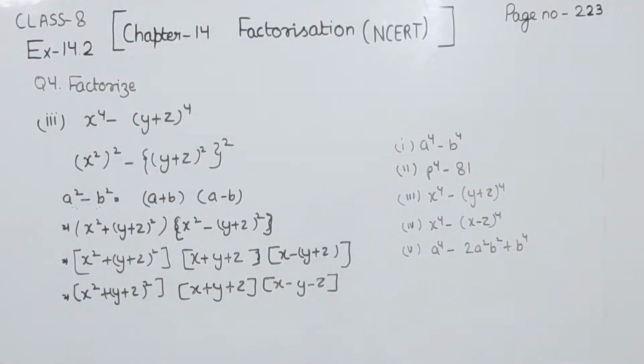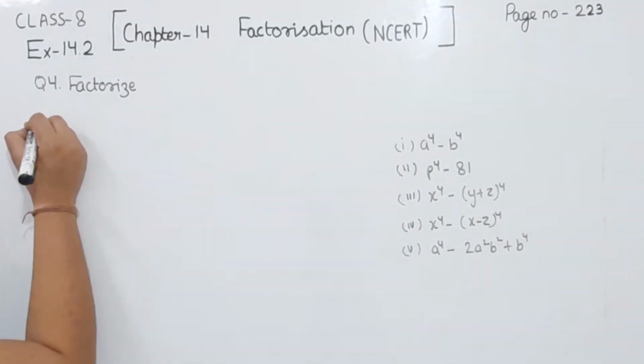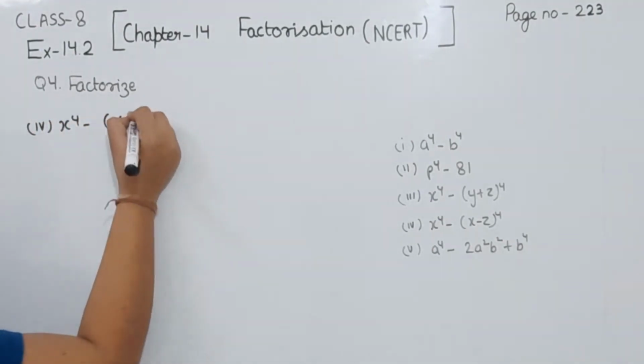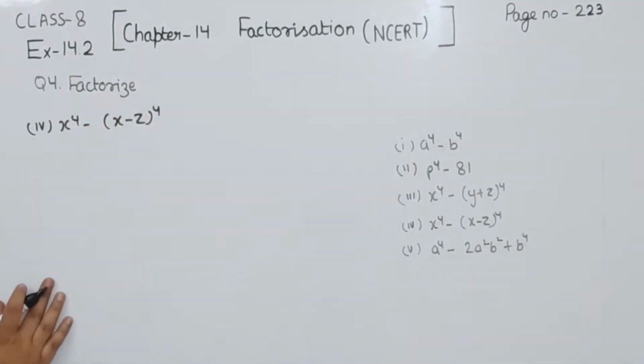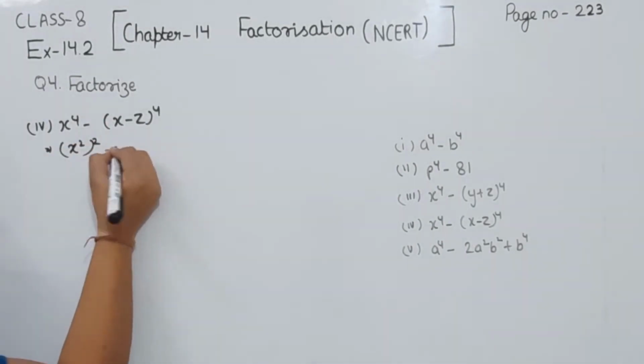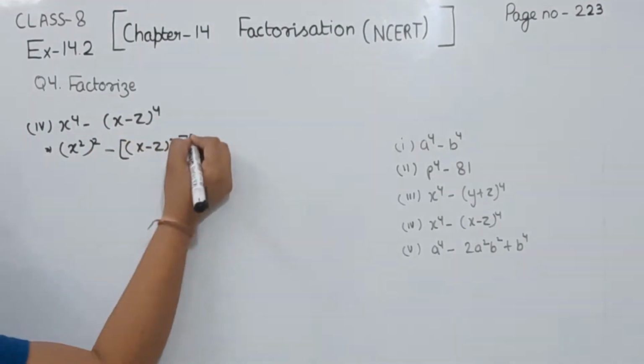Now comes the next one. Now comes question number 4. This one we have is x to the power 4 minus x minus z to the power 4. Now I'm going to write this as x to the power 2, the power 2, and this one we have x minus z to the power 2, and the whole power is 2.